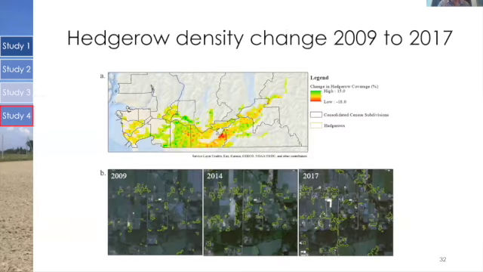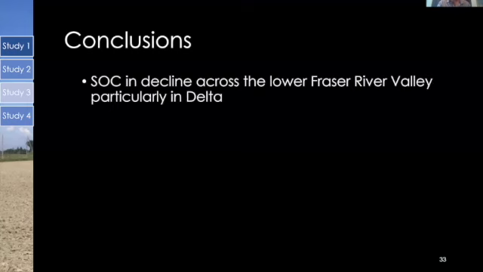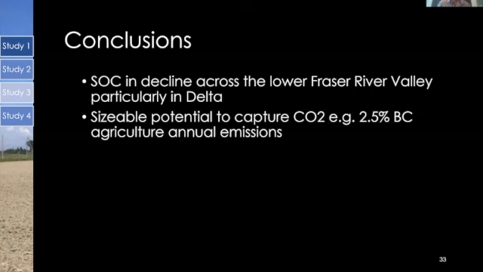And then she did an analysis of change over time. And there's some good news stories out there where the density of hedgerows is increasing, and then some bad news stories where the density of hedgerows is decreasing, representing additional emissions, but also a potential to sequester more if we're planting across the landscape. So the bad news is that we have substantial areas in decline in terms of soil organic carbon across the Fraser River Valley. But this also represents a sizable potential to capture that carbon back.